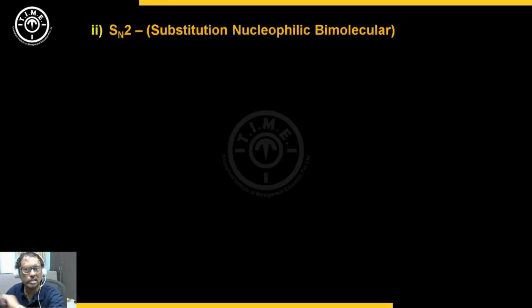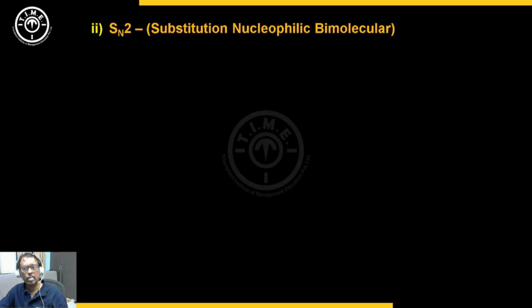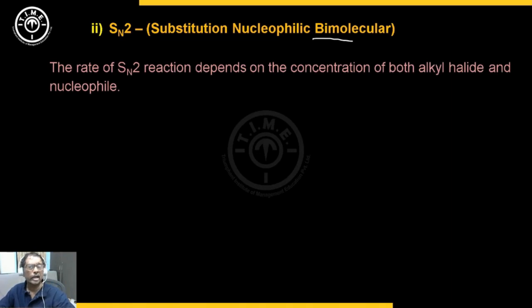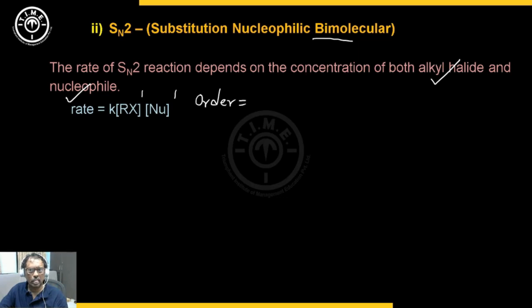Next, we'll move on to the second mechanism, that is SN2 substitution, nucleophilic bimolecular. Right? Now let us look at the reaction rate, how it is dependent. It is dependent on both the concentration of alkyl halide and the nucleophile. So how can we show this? Rate is equal to K into RX power 1, nucleophile power 1. So the order is 2. So in this case, the molecularity being 2 and the order being 2 are coincidental, meaning there is no hard rule that bimolecular needs to be order 2. Right? In this case, it happens.